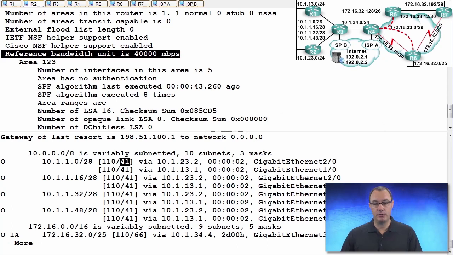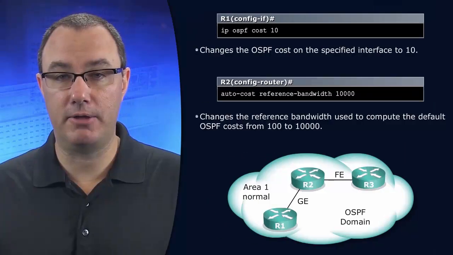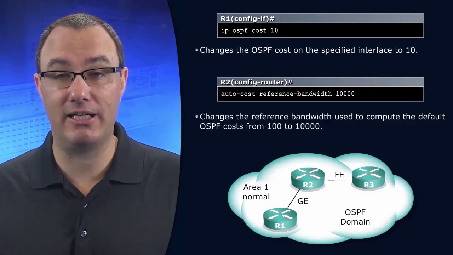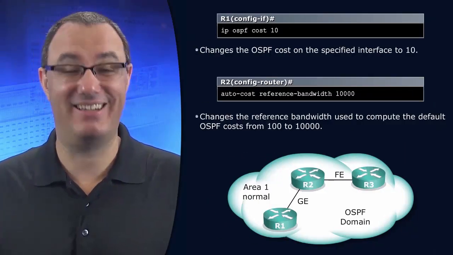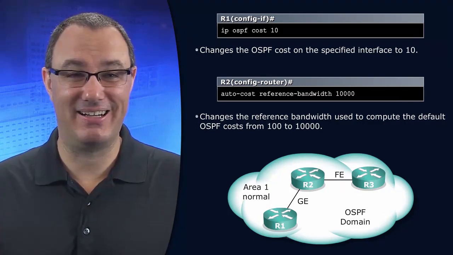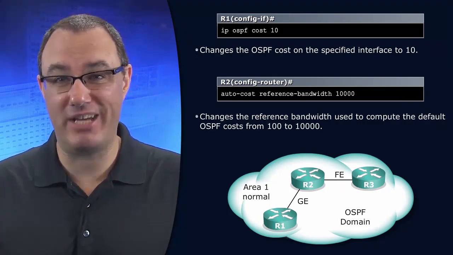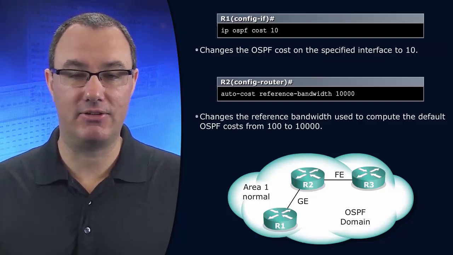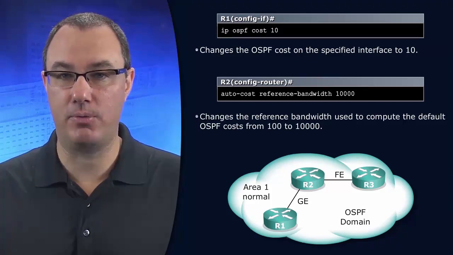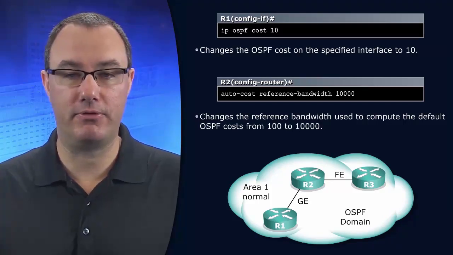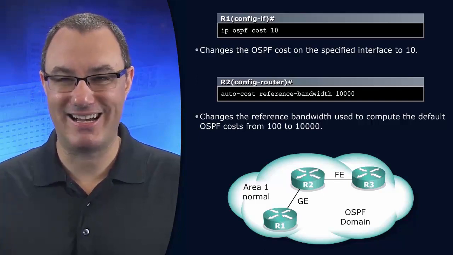Doing this in the modern world is now more important because we are seeing 10 gig links and 40 gig links, 100 gig. That's the sort of thing that is going to be the staple of connectivity inside of our autonomous system. And we have to make sure that OSPF is properly prepared for those high-speed links.